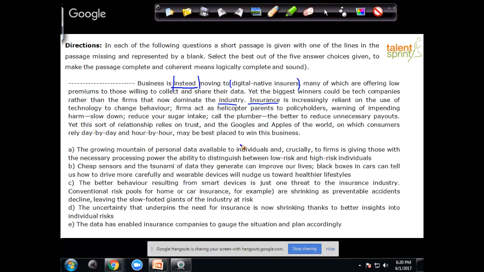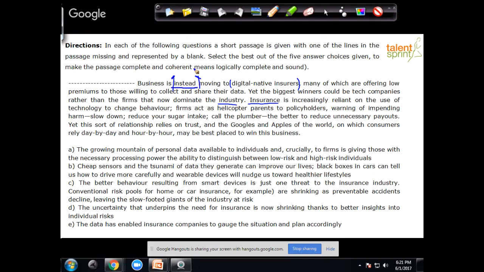So having said that, quickly try and see which option you can identify which is giving you that sort of meaning. So all you've done is you've just looked at the succeeding sentence. You've targeted one particular keyword, which is business is instead moving to digital native insurers. This instead is telling you that something contradictory has to happen in the previous sentence. Now, in your options, look again for clue words.